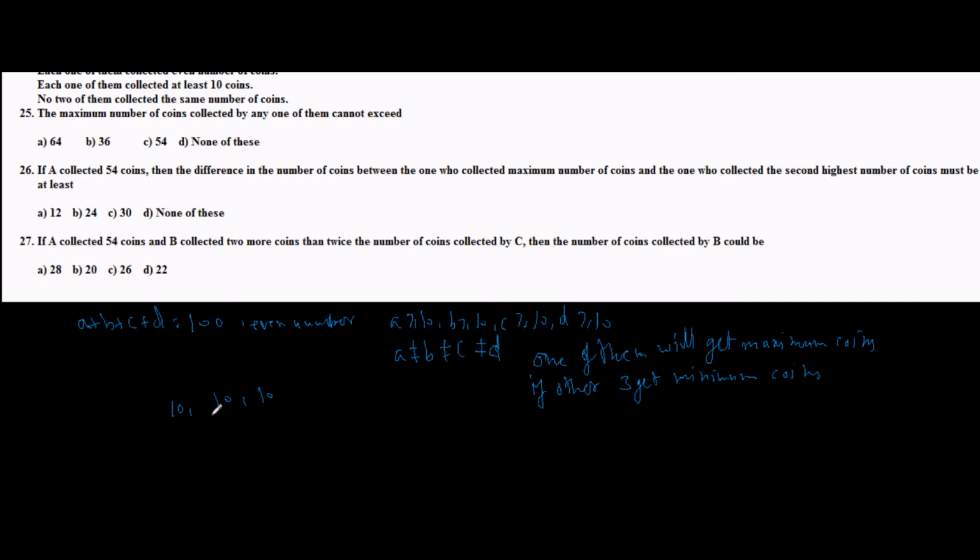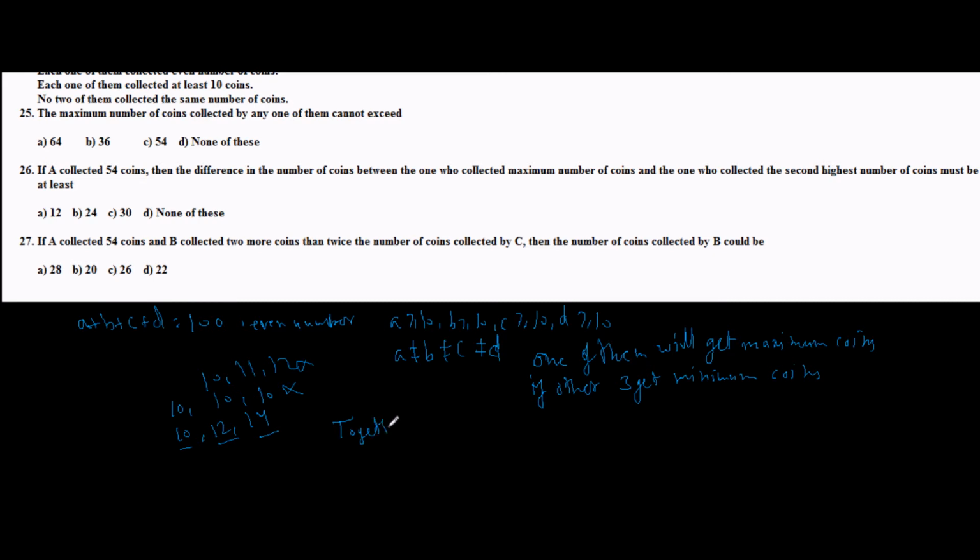But since no two people can get the same number of coins, and also all of them have an even number of coins, that means the other three will have to have minimum 10, 12 and 14 coins respectively, because we can't have 10, 10, 10. No, we can't have 10, 11, 12, because then 11 will be an odd number. So it has to be 10, 12 and 14. So all three are different and all three are even numbers. So minimum coins the other three can have is 10, 12 and 14.